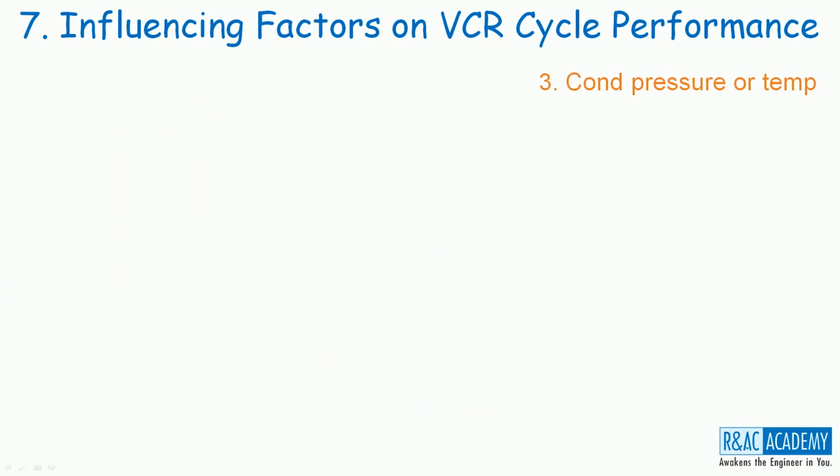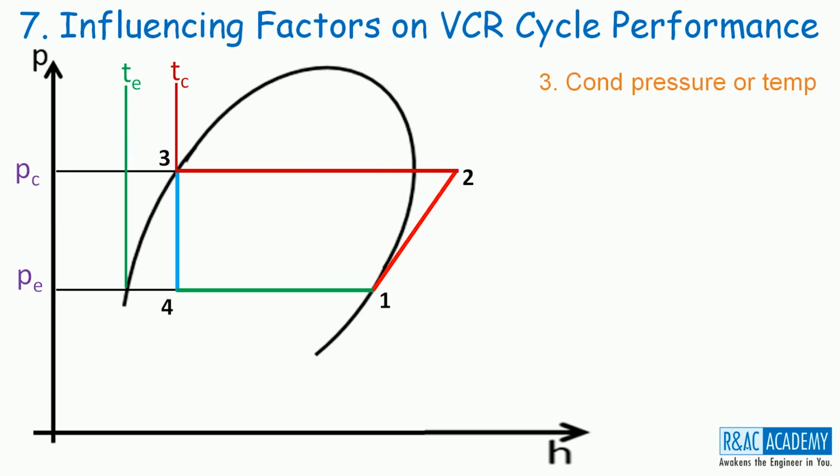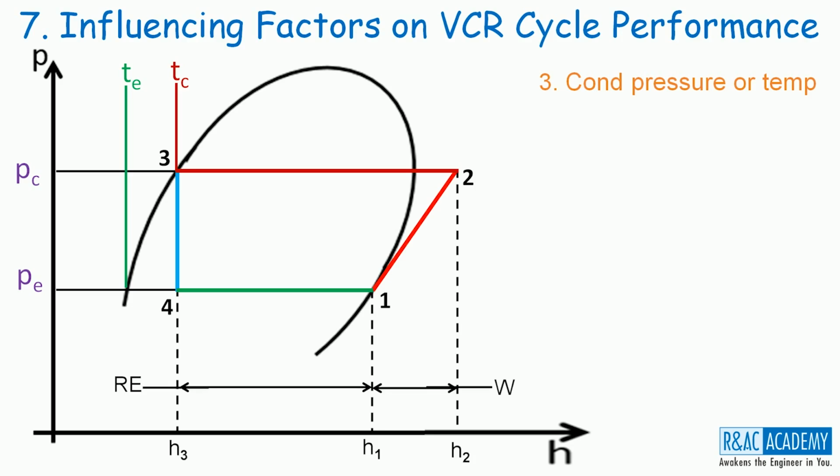Let us take up the third factor, that is condensing pressure or condensing temperature. Again, to understand this phenomenon, we will pull the p-h diagram back with the baseline VCR cycle 1, 2, 3, 4 plotted on it. Let PC, PE and TC, TE be the operating conditions for this baseline cycle, and let RE and W be the refrigeration effect produced and the work input given to this baseline cycle.